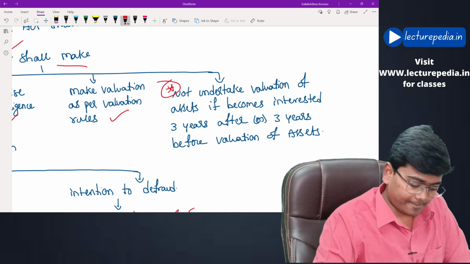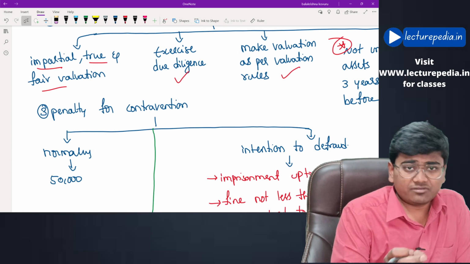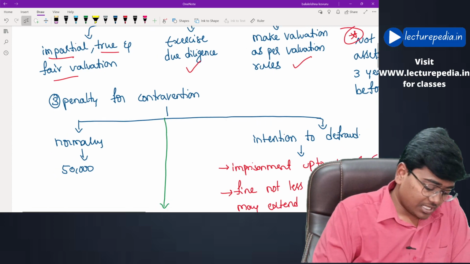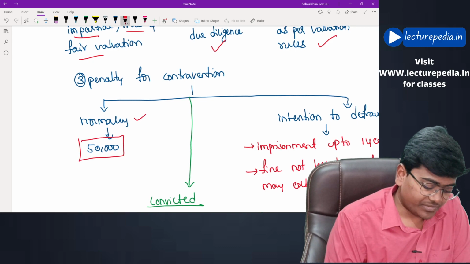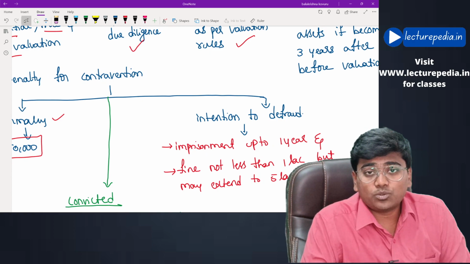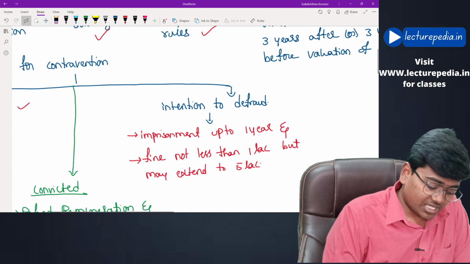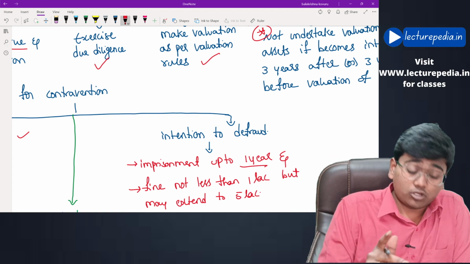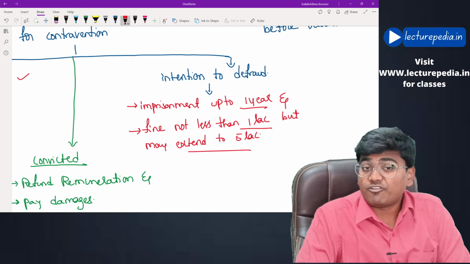Hope this is clear. Next, in case he contravenes any of the above duties or above provisions, the penalty that would be leviable on him is 50,000 rupees generally. And in case the intention of the registered valuer is to defraud the creditors or the members, in that case he will be liable for imprisonment of up to 1 year and also fine of not less than 1 lakh rupees, but which may extend to 5 lakh rupees.